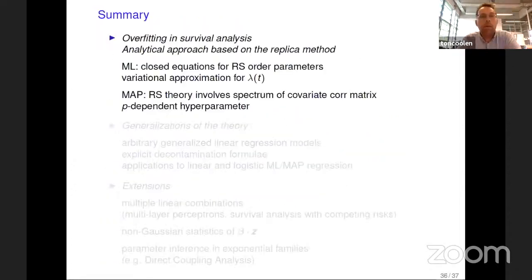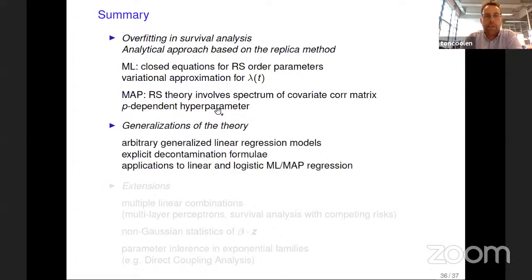Okay, so I hope I've done well with time. Let me summarize what I've shown you. I was interested in overfitting initially in survival analysis, and we developed this analytical approach based on the replica method, where in maximum likelihood regression, you get closed equations, and the equation we got for this function was hard to solve, so we did a variational approximation. Then in MAP, it just gets a bit more complicated because you can no longer transform away the covariate correlation matrix, so the spectrum of this matrix comes in, and you get this p-dependent hyperparameter.